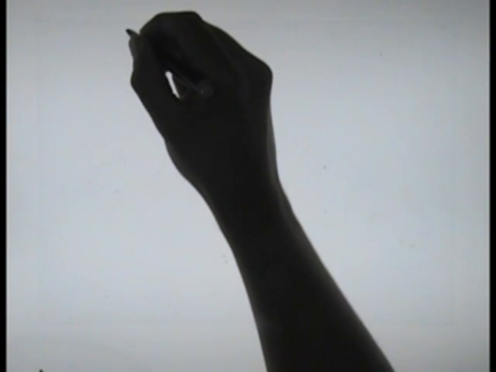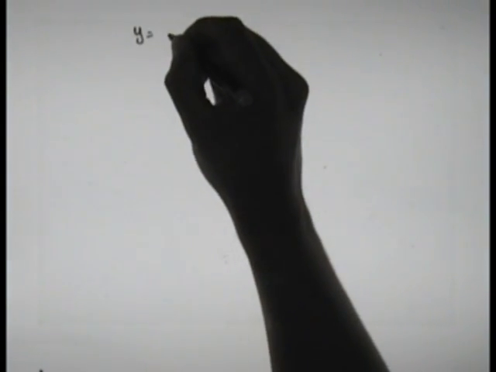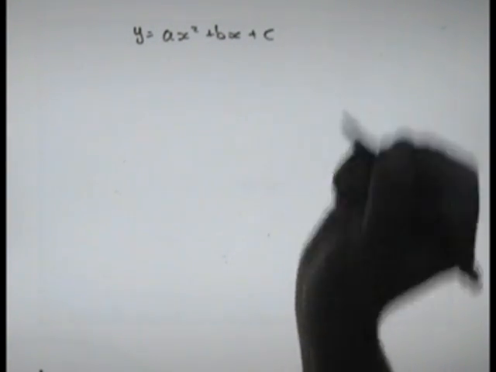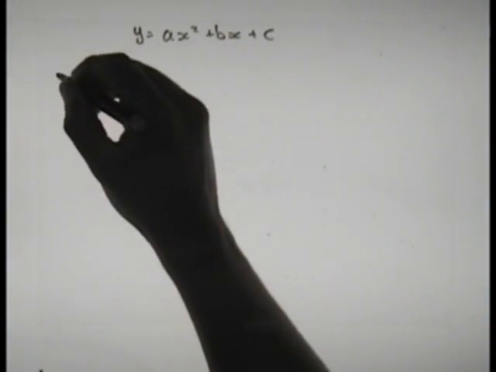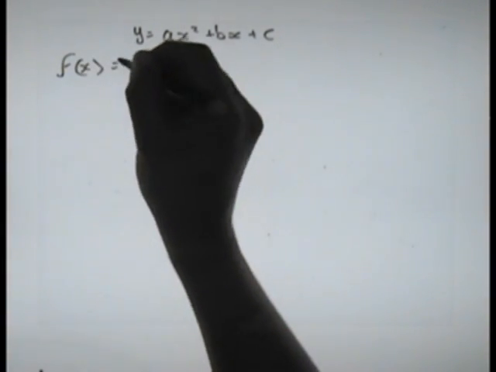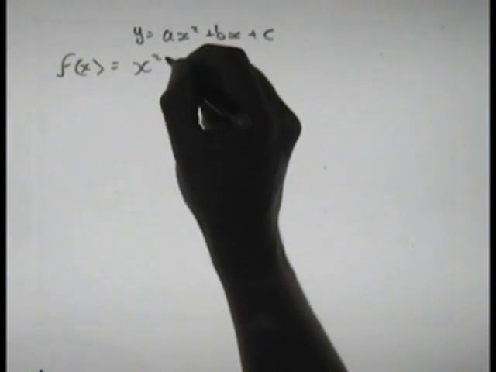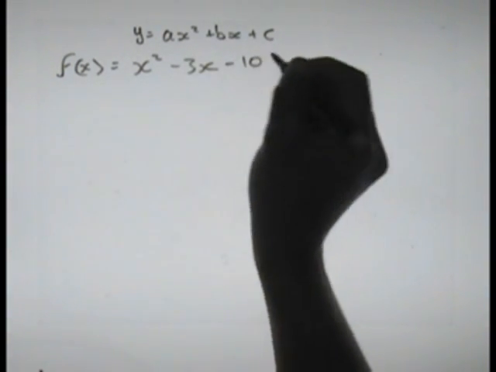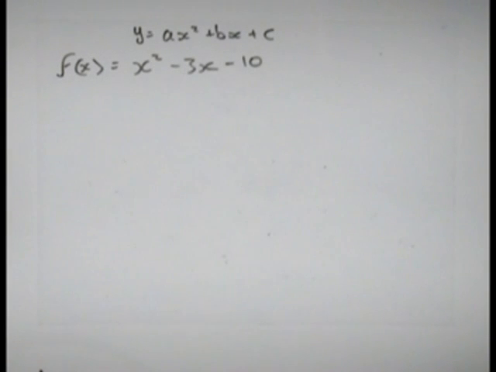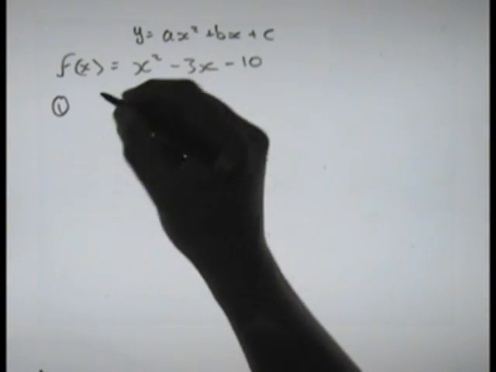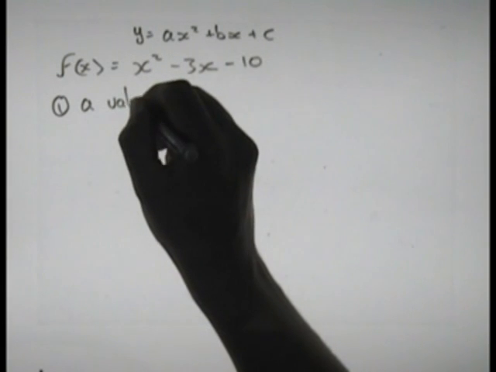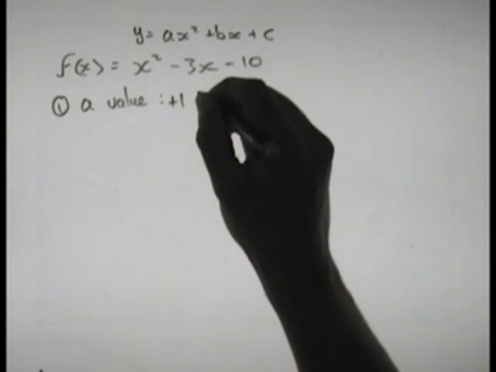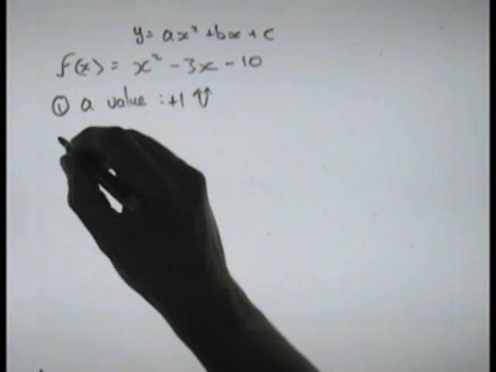We are now going to look at the parabola of the form y is equal to ax squared plus bx plus c. The example I'm going to use reads f of x is equal to x squared minus 3x minus 10. Step 1, I look at my a value. In this case, my a value is positive 1, which means that it's the smiley face graph.